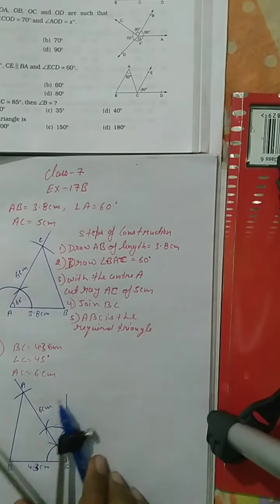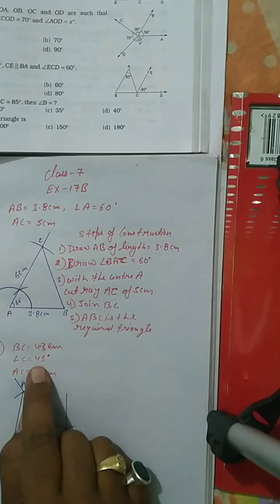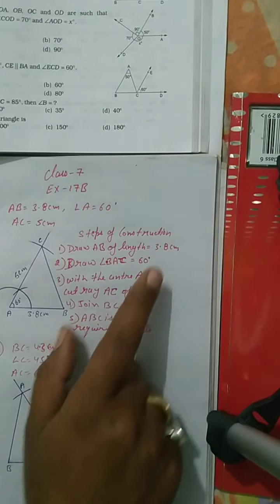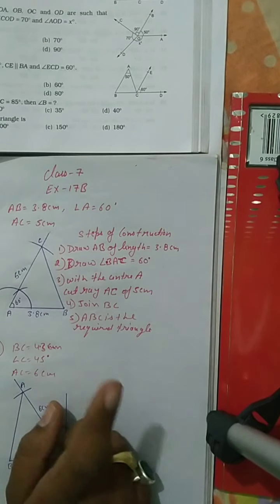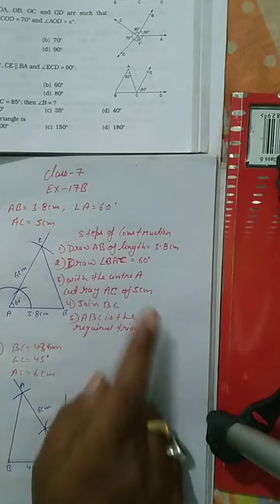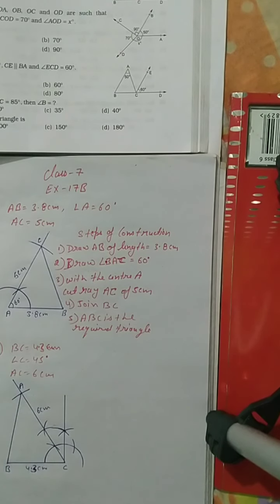The steps of construction should be the same. Only you have to change it from 60, instead of that you have to write 45 degree. Length should be 3.8. After that, you have to write 4.3, and AC, which is 5 centimeter here, you have to write here 6 centimeter. This will be the steps of construction in question number 6. You have to write the steps of construction by your own.